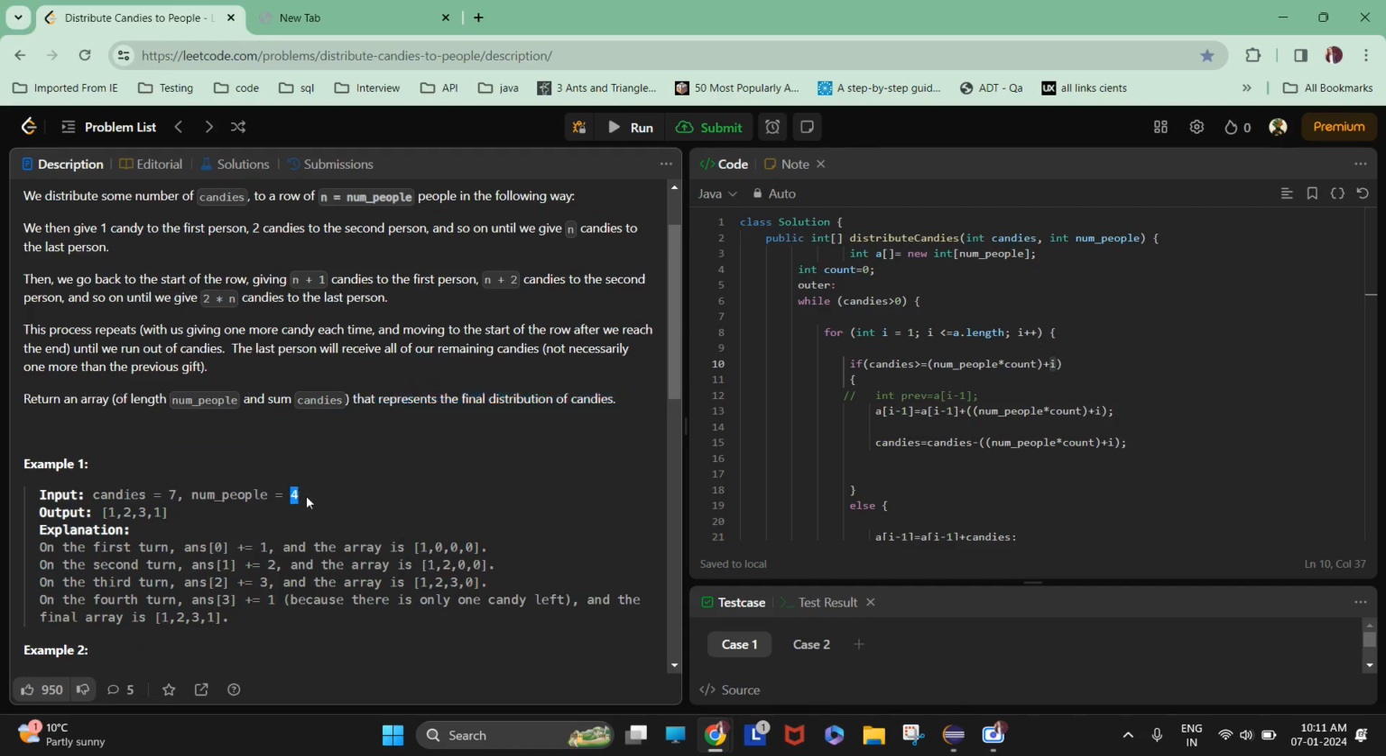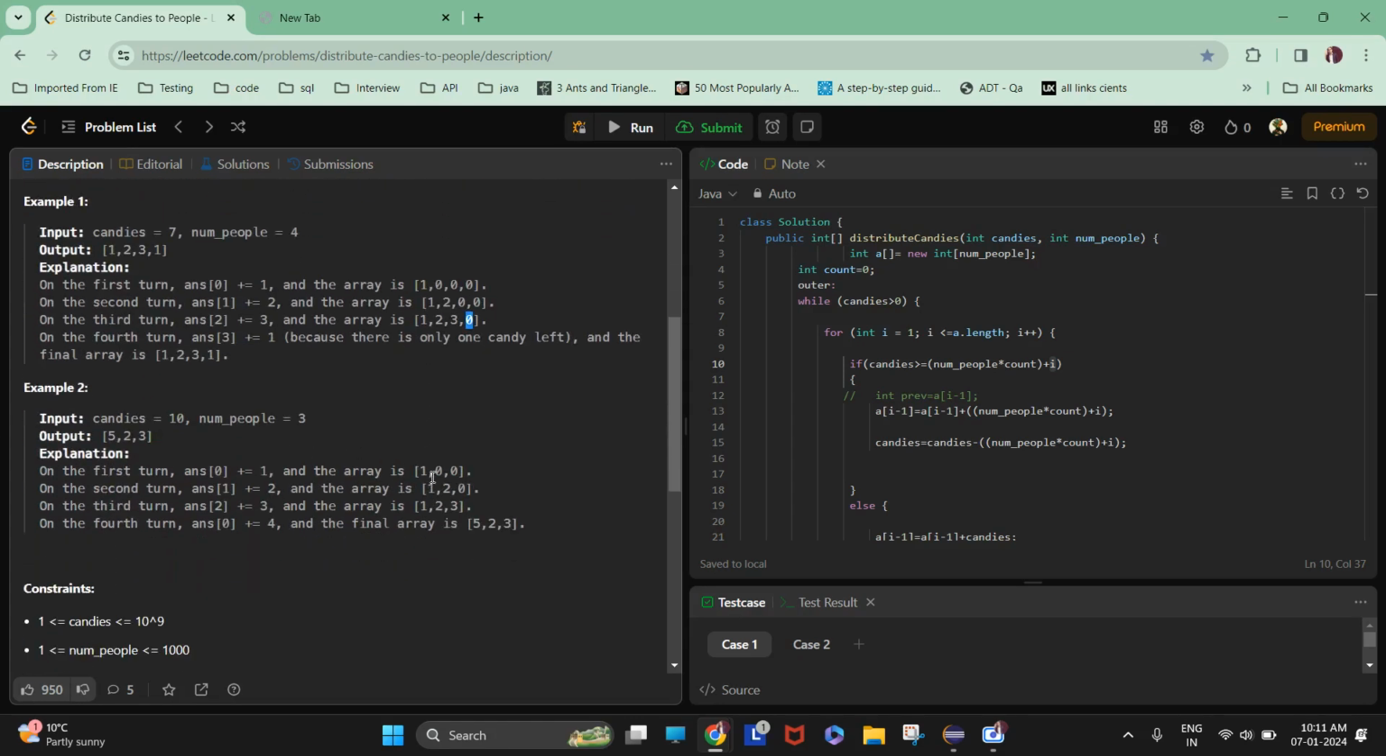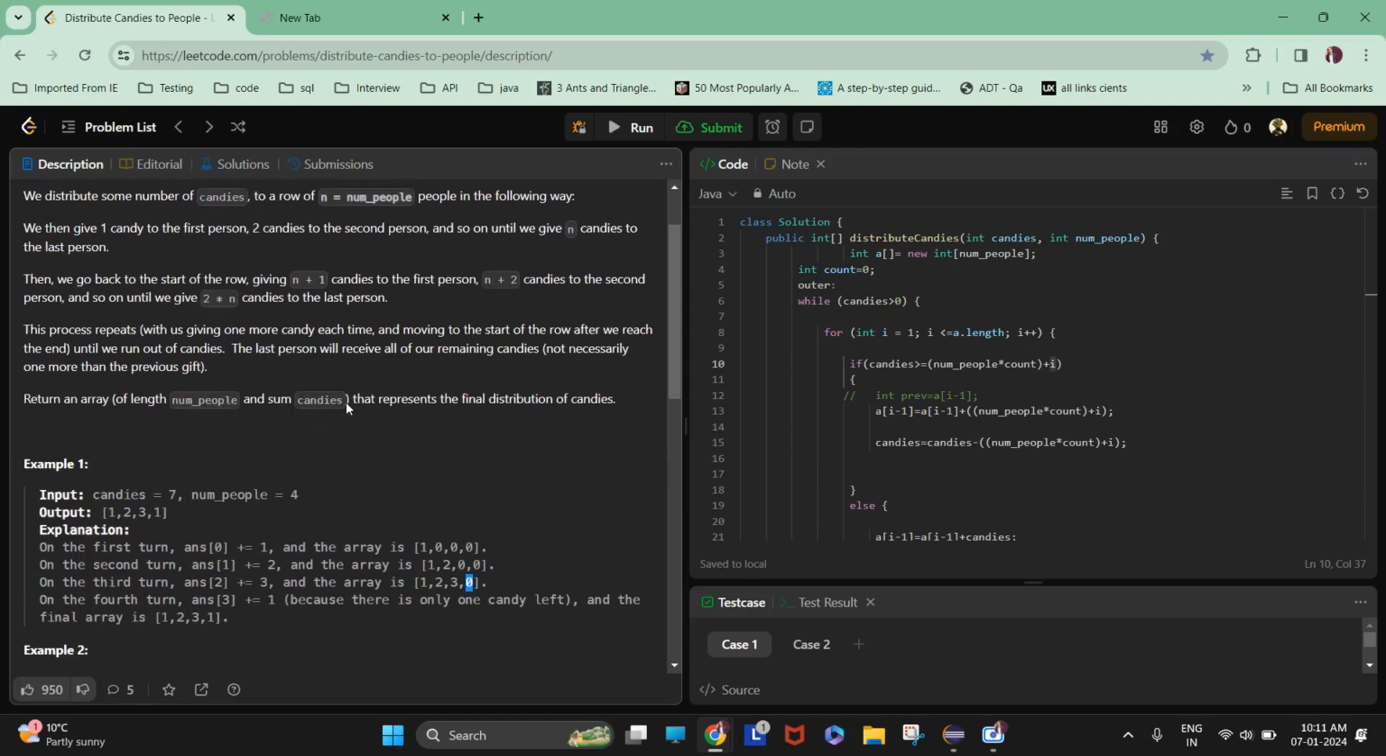Suppose we have an array of 4. In the first iteration, we give one to the first, two to the second, and three to the third person. Now we get back to the 4, and we see that the number of candies left is less than the number to distribute. The candies left is 4, and 3 plus 2 plus 1 is 6, so we distribute the one candy left to the last person and come out of the loop. Similarly, if we complete one iteration, 1, 2, and 3, now again when we go back, we need to distribute the n plus 1 candies.